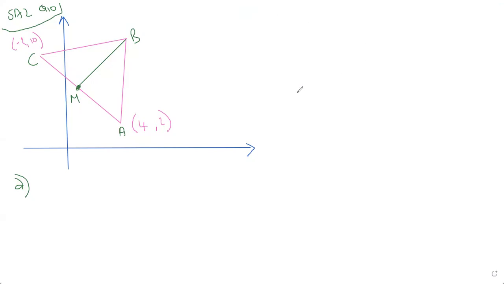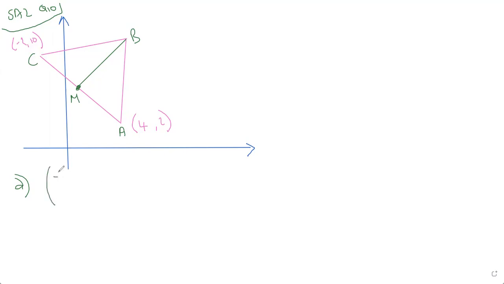Right, I've been asked to solve question 10 from student assessment 2, so let's have a look. The first thing I'm being asked to do is find the coordinates of M. So remember, to do that, all you do is add together the x's and halve it, and add together the y's and halve it, because we're just trying to get halfway between them.